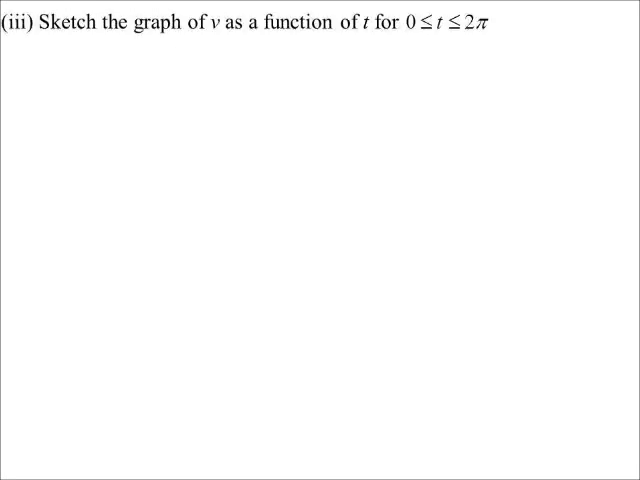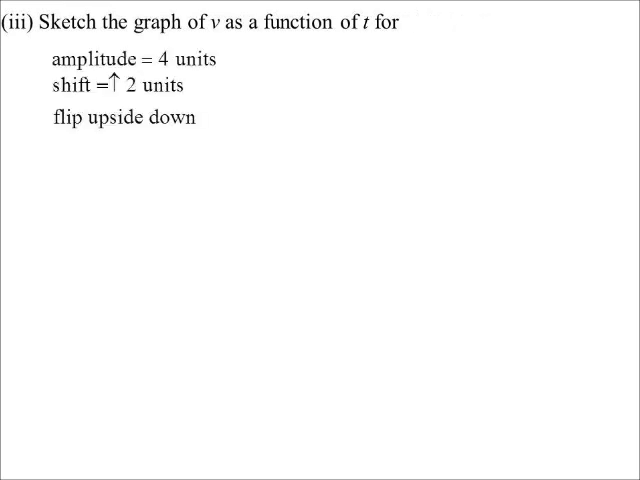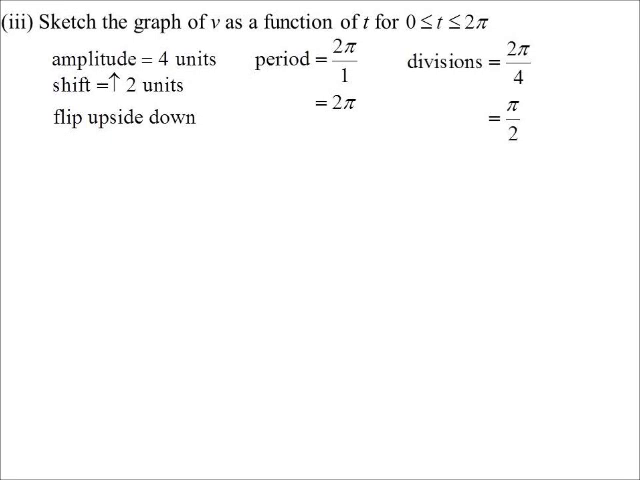All right, let's sketch that velocity time graph. Amplitude, as I say, was 4 units. We've shifted it up 2. It's upside down because it was negative 4 cos. Period's 2 pi. I'll mark my divisions off every pi on 2.